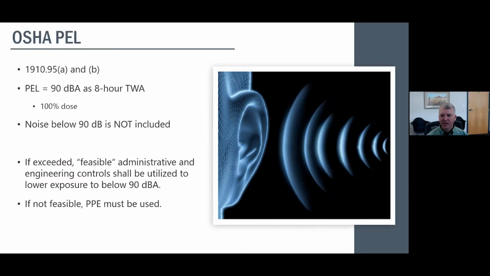And the standard says that if someone has an exposure, with the dosimeter set at the proper settings, that is exceeded, then, quote unquote, feasible administrative and engineering controls shall be utilized to lower the exposure to below 90 dBA. But if not feasible, then you have to use PPE, which is basically hearing protection. So the question is, what is feasible? Per OSHA, if the cost for engineering or administrative controls is higher than just using PPE, then they're going to allow hearing protection to be used.